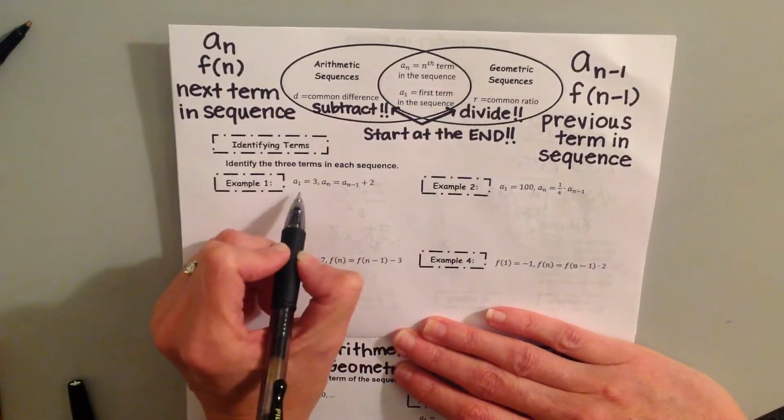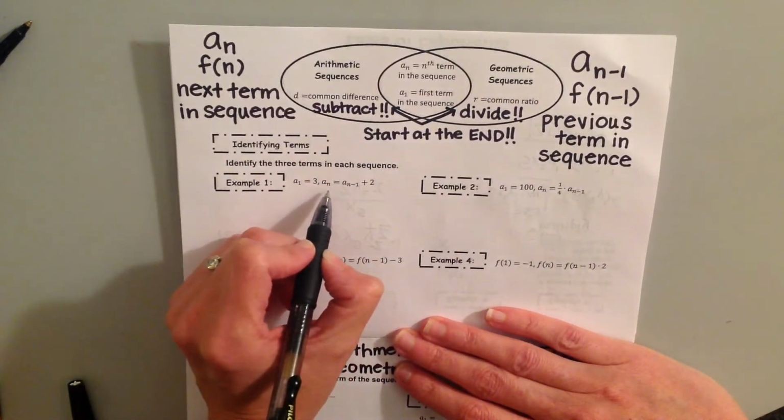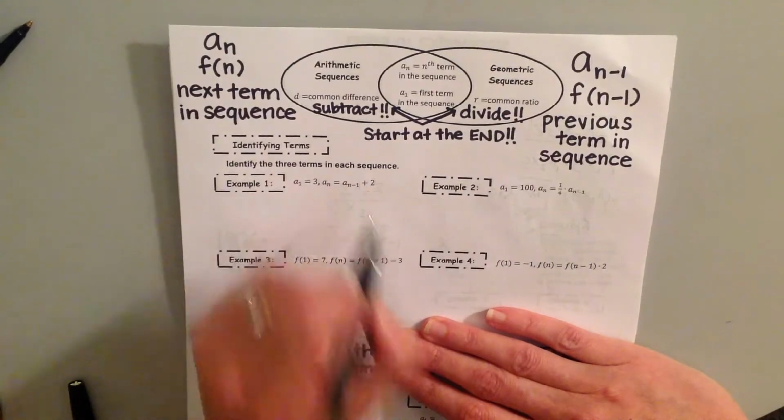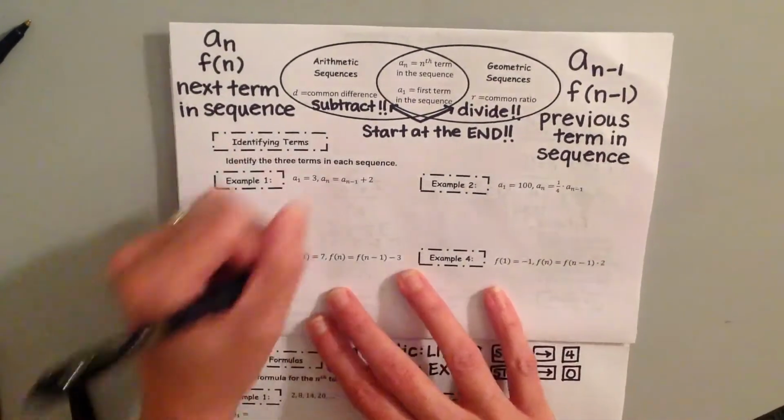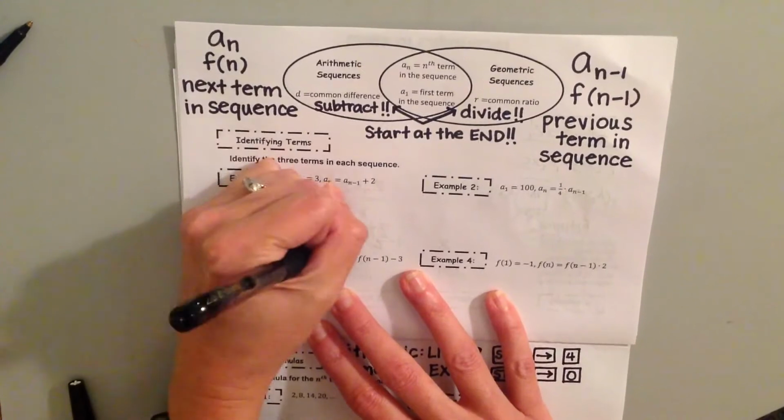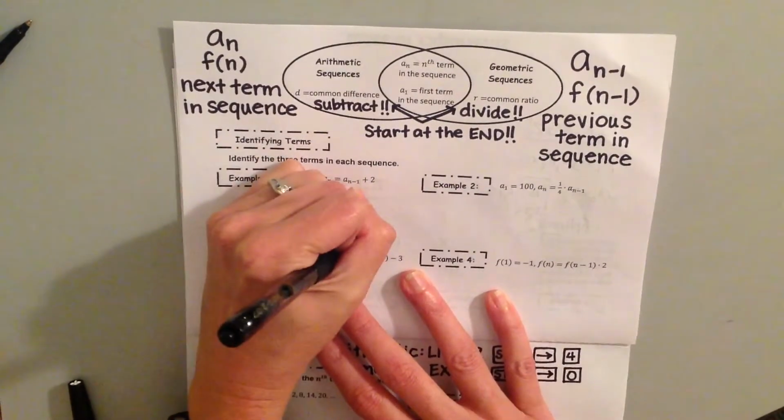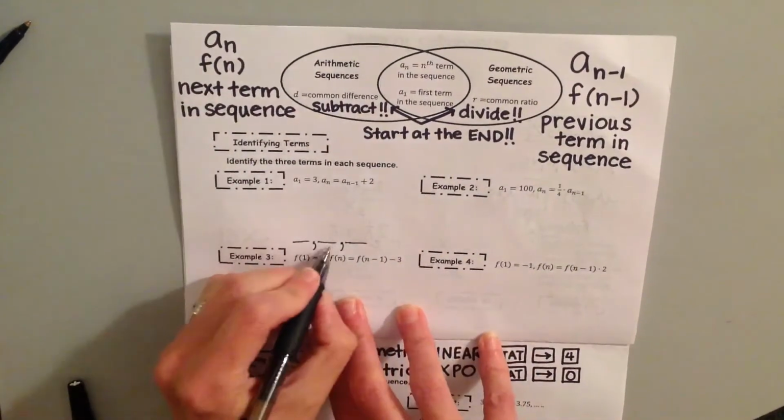So first we have to identify three terms in each sequence. So we've got a sub 1 is equal to 3. A sub n is equal to a sub n minus 1 plus 2. So we have to find the first three terms. So I'm going to go ahead and fill out that blank for our list. So first, second, and third number.